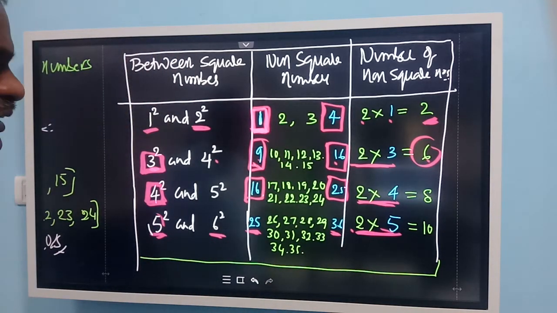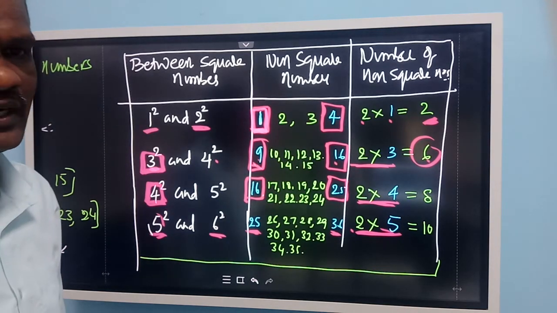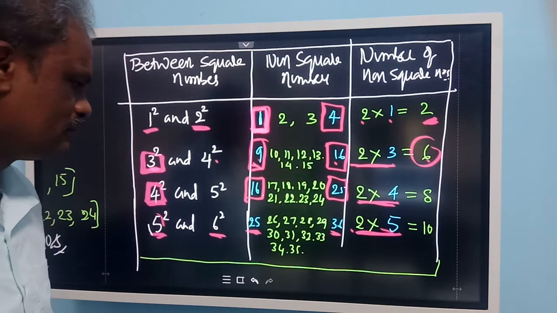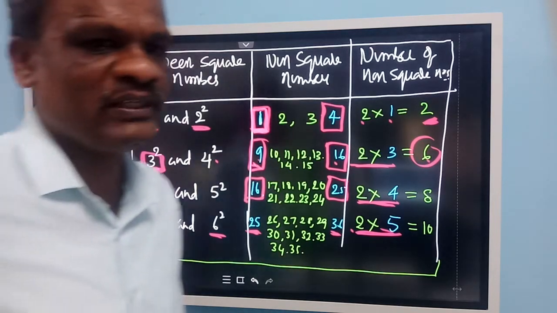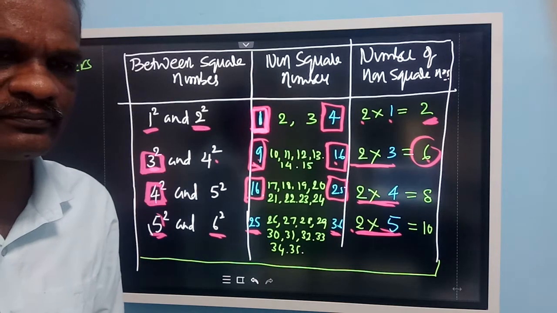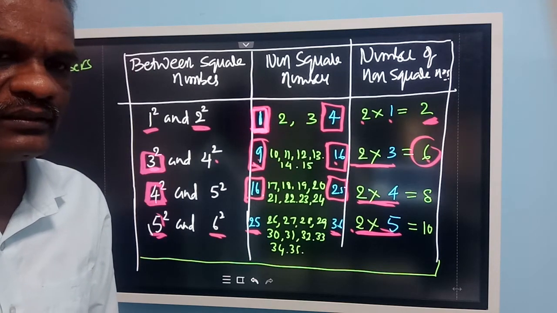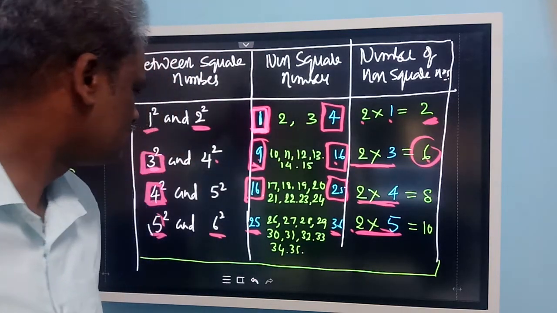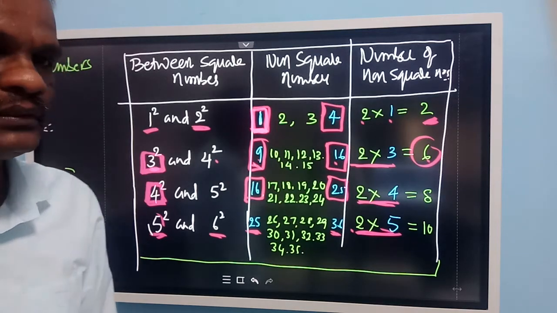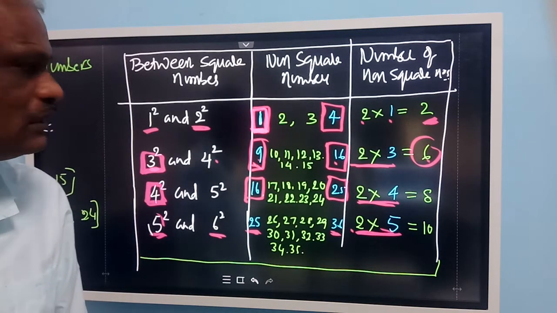Now I will ask you, without writing this, you have to tell me. Between 7 square and 8 square, how many numbers will be there? Between 10 square and 11 square. 20. Between 100 square and 101 square, 200 numbers.